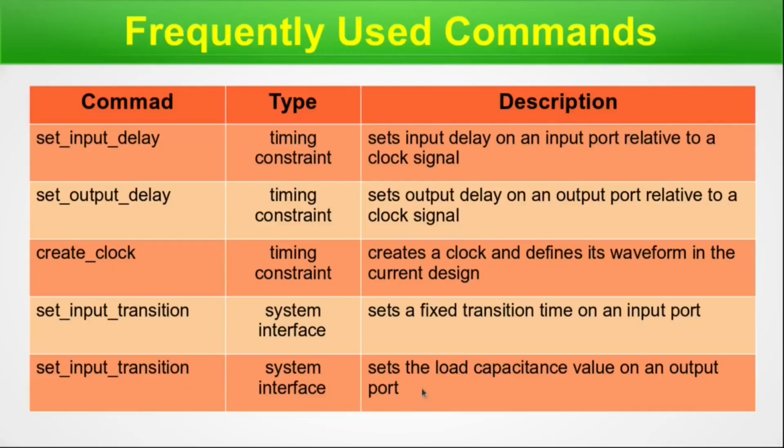Set input transition, I think, sets the load capacitance value on the output port. Here I think I have made a typo. I'll provide some more corrections in the description. Basically there is another command which is used for the load capacitance value of the output port, and I think the command would be something like set output load.